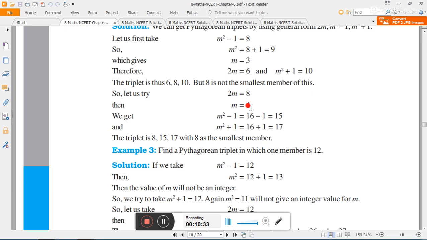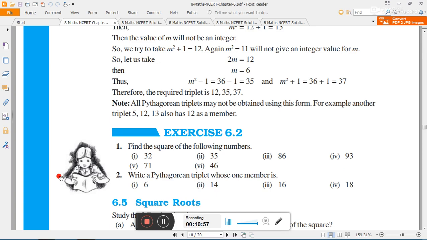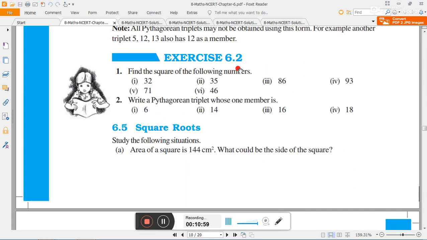The value we got for m will be put into the other members. So m square minus 1, with m as 4, gives 4 square which is 16, minus 1, 15, and 4 square 16 plus 1 is 17. So 8 is the smallest member and the other two members are 15 and 17. In this way you can find the other members of a Pythagorean triplet. Here is the exercise given, you can solve that.